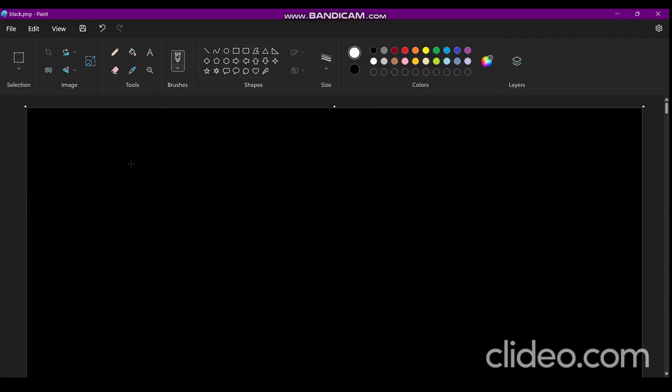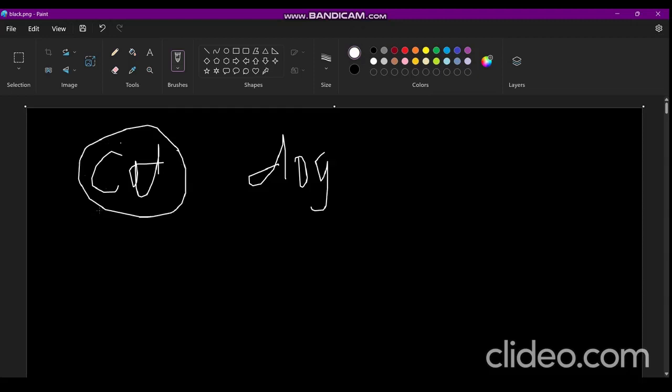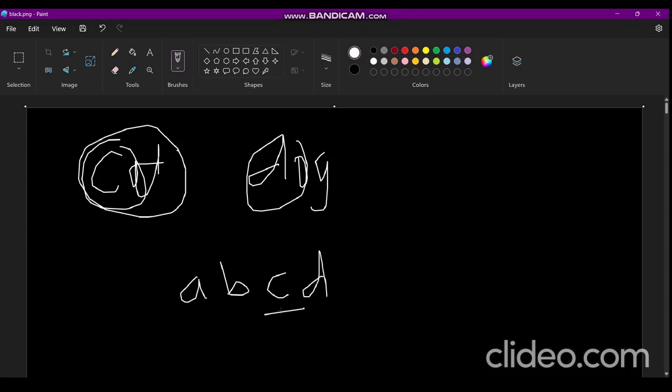So let's suppose two words, cat and dog. Which of them comes first in the dictionary? The cat comes first because C is an earlier letter than D, because we know A, B, C, D, and C comes before D.